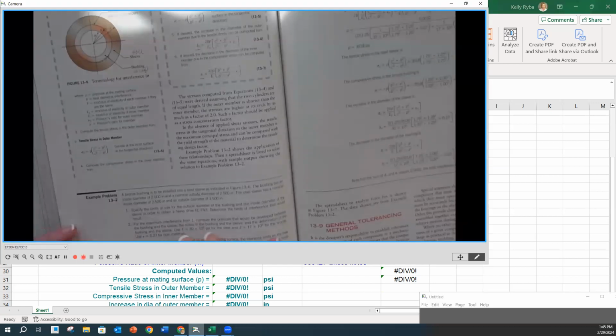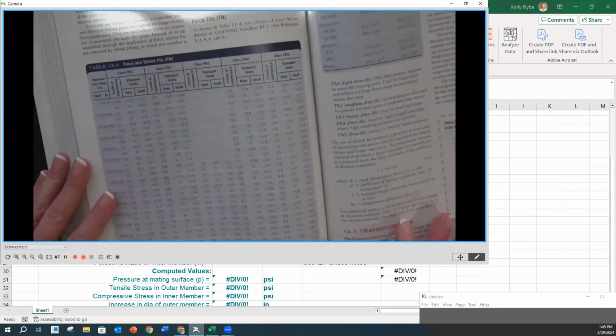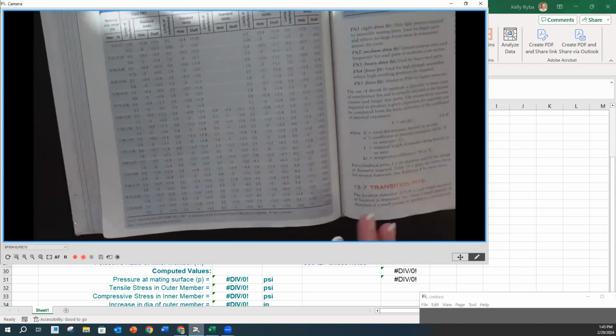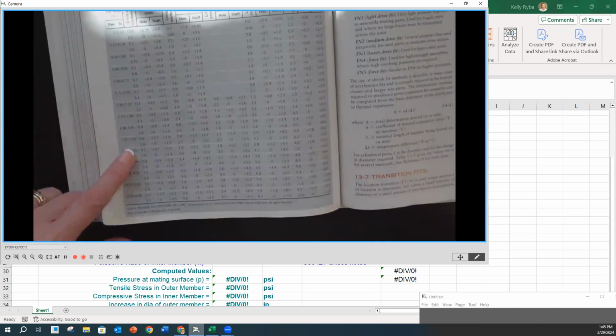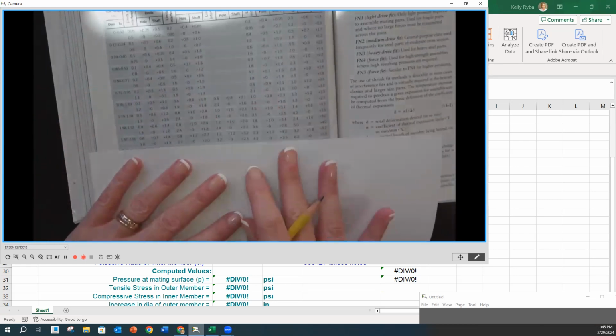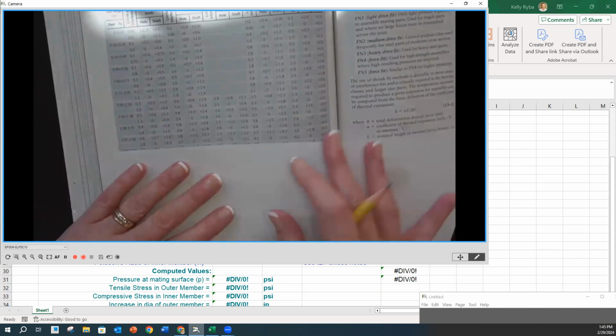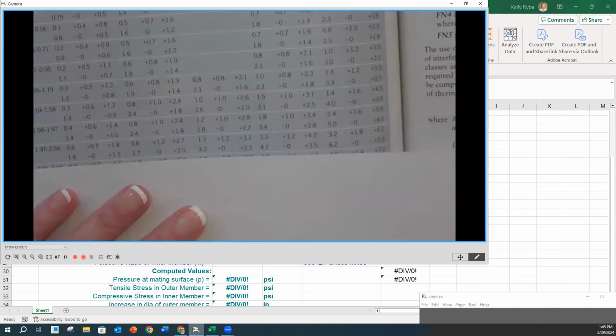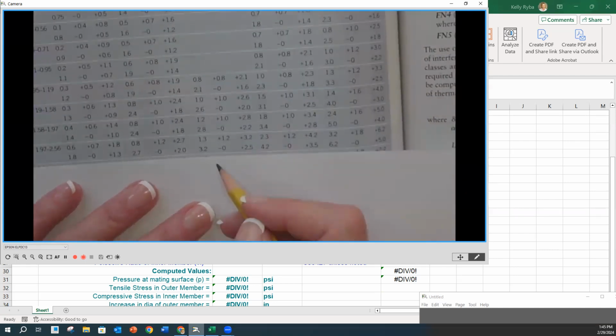So let's go underneath and go to the FN charts, and we've got FN3 right here. So we want to find our dimension of 2.5. So we're going to go down, down, down. Here's 2.56, so it's going to be the one just above. Okay. And now it's going to be these right in here. I'm going to zoom in so we can see them in case you don't have a book in front of you right now.